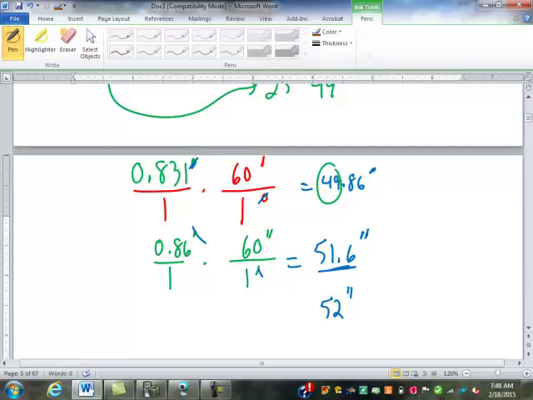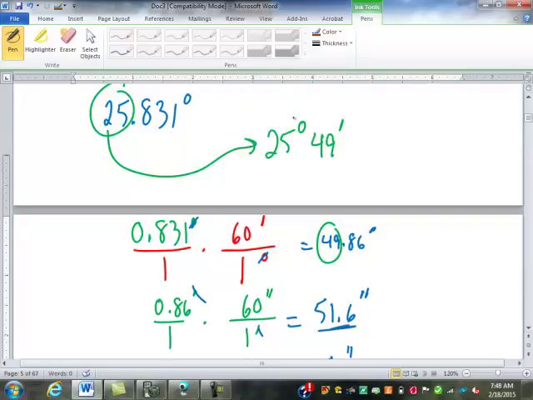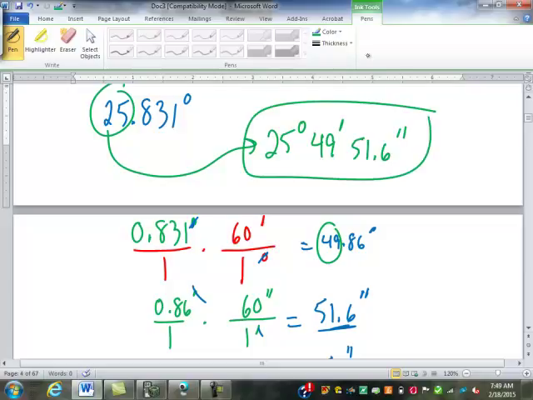Realistically, in the shop, we don't have any equipment, and most manufacturers around here don't have any equipment capable of manufacturing down to the second of a degree, of an angle. The most precise ones I know of go down to about 5 minutes with their angles. So for now, I'm going to put that up there as 51.6 seconds.